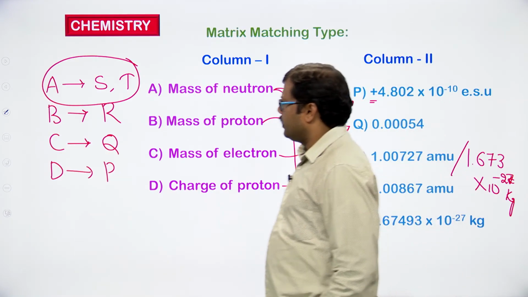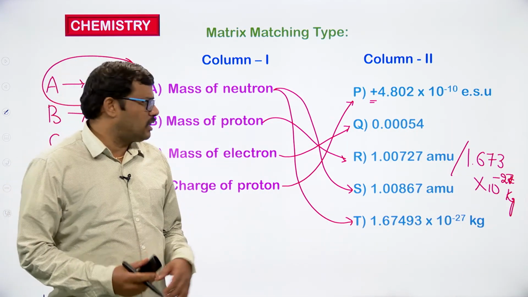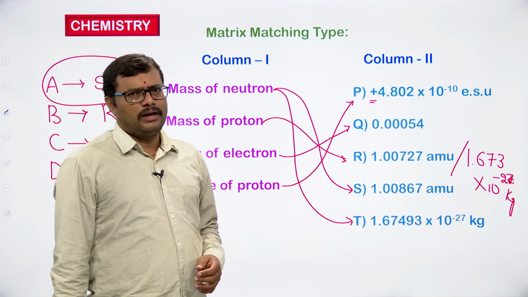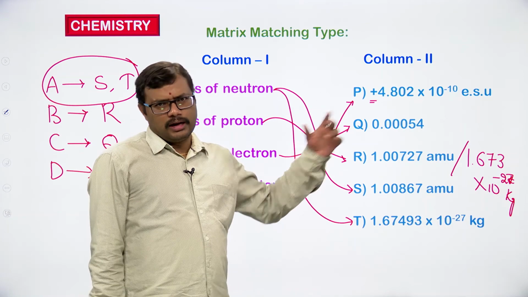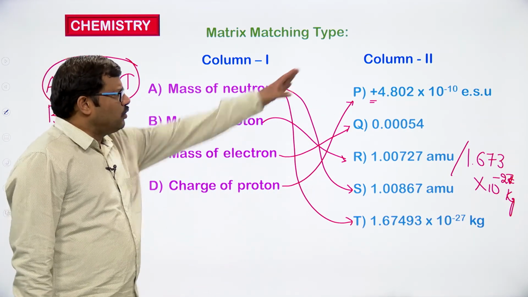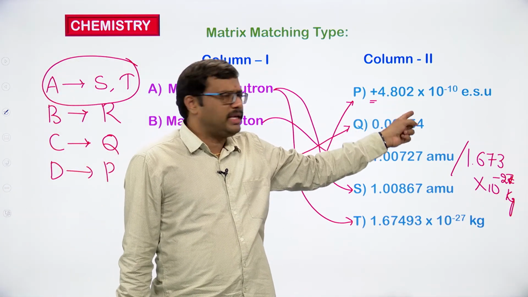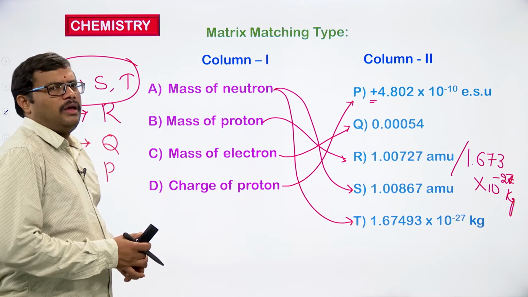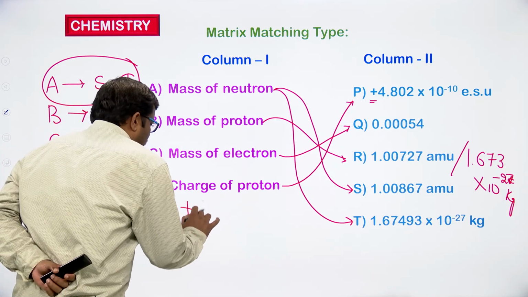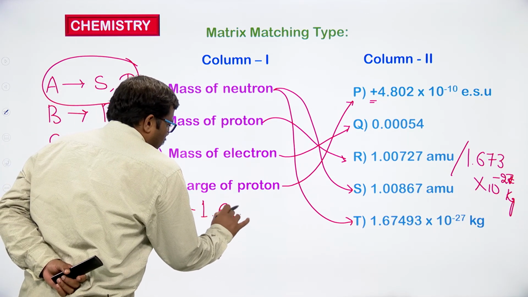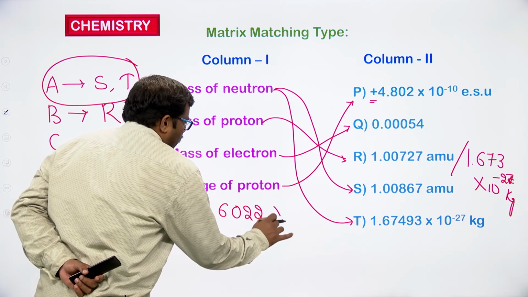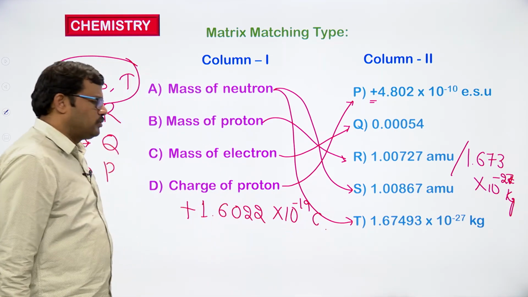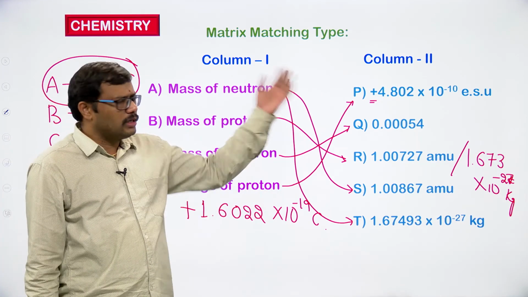Okay. Right. I think you got a clear idea about these concepts, how we are going to handle the mappings from one to the other. Okay. And here the value is given as plus 4.8 into 10 to the power of minus 10 ESU for the charge of proton, or the charge of proton can also be given as plus 1.6022 into 10 to the power of minus 19 coulombs. Okay. So, this kind of charge may also be given.